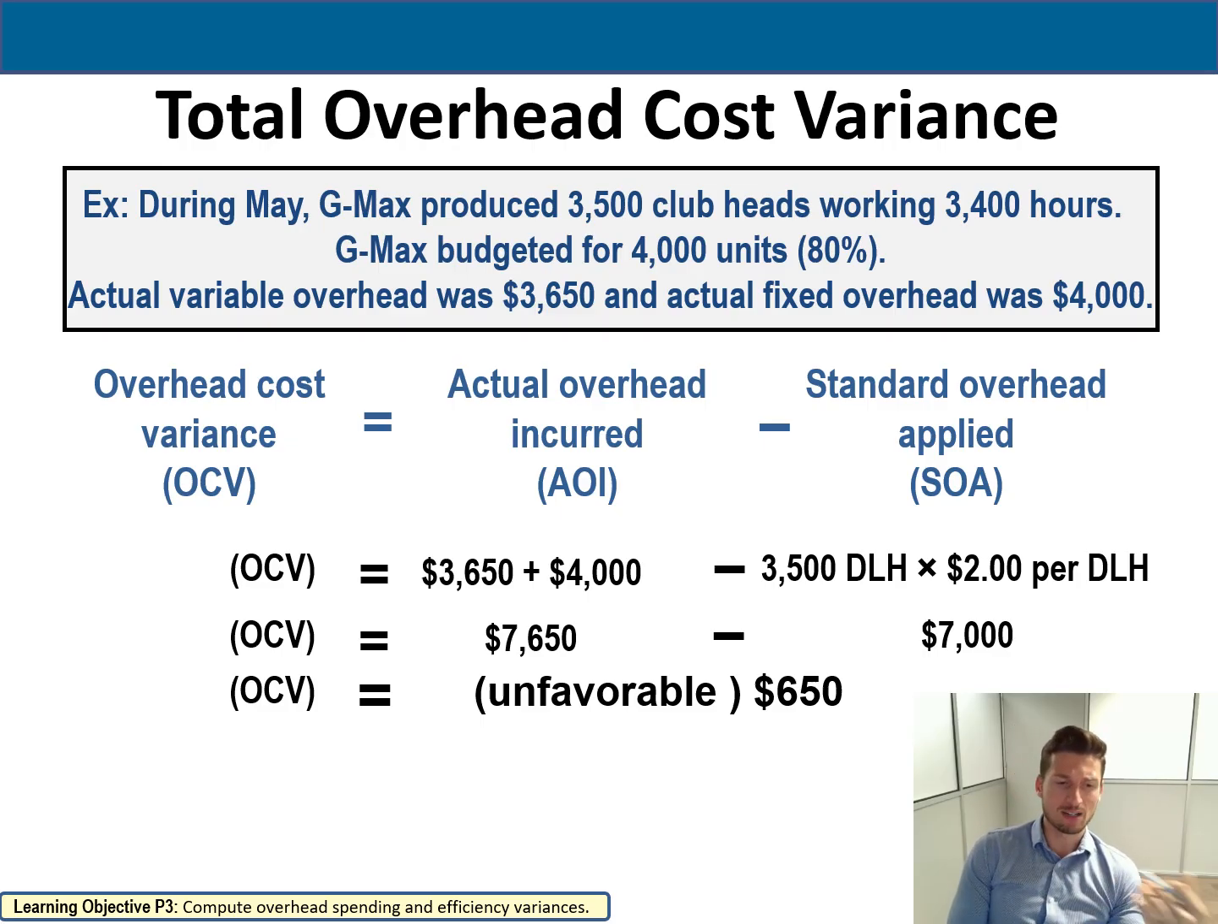So why is it unfavorable by 650? Because simply your actual overhead is higher than your standard overhead, which explains this, and that's why it's unfavorable by $650.